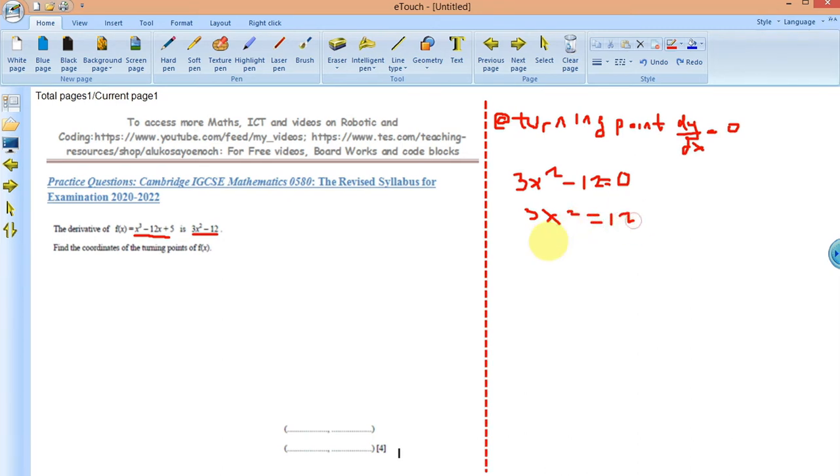So x squared would be 12 divided by 3, and that is 4, such that x is plus or minus the square root of 4. So the x coordinates are minus 2 and 2. Okay, x equals minus 2, or x equals 2.